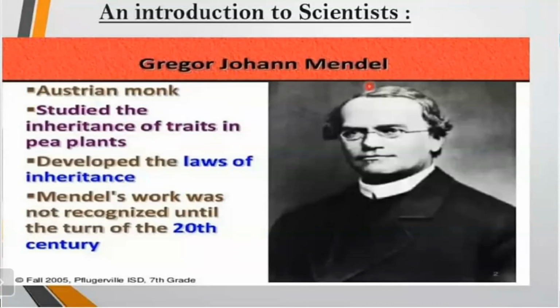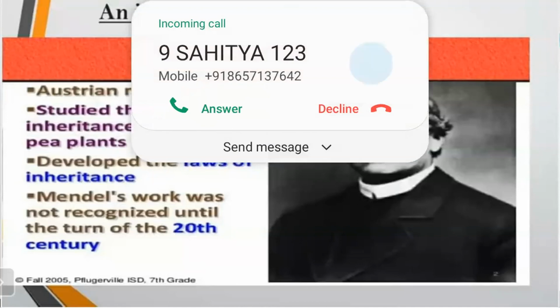Now what are genes? Genes are defined as the functional units of heredity. What is the function of genes? Genes control the structure and the function of the body and also help to transfer information from one cell to another. Genes control the structure and the function of the body.